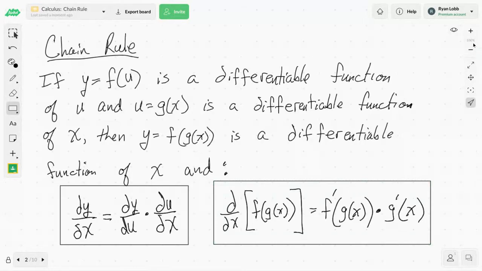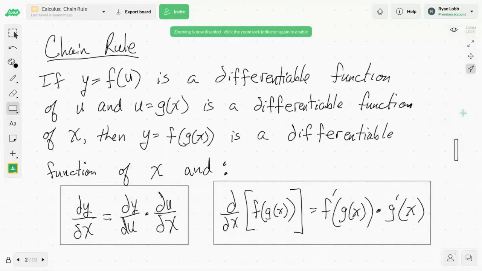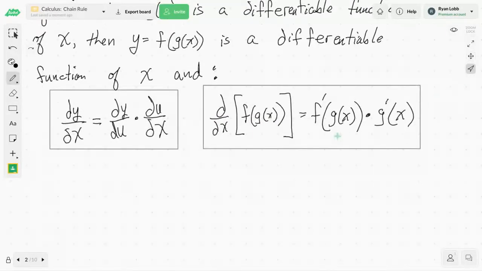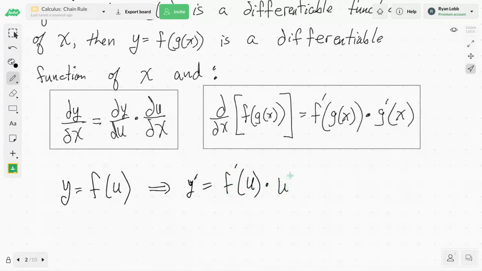So we can think of the chain rule that way. And yet maybe one more way is, let's move this right here. We have, if y is equal to f of u, where u again is a differentiable function of x, so u is some function of x, whatever it may be, this implies that y prime is equal to f prime of u times u prime. So that's another way we can look at the chain rule here. So kind of three different ways.